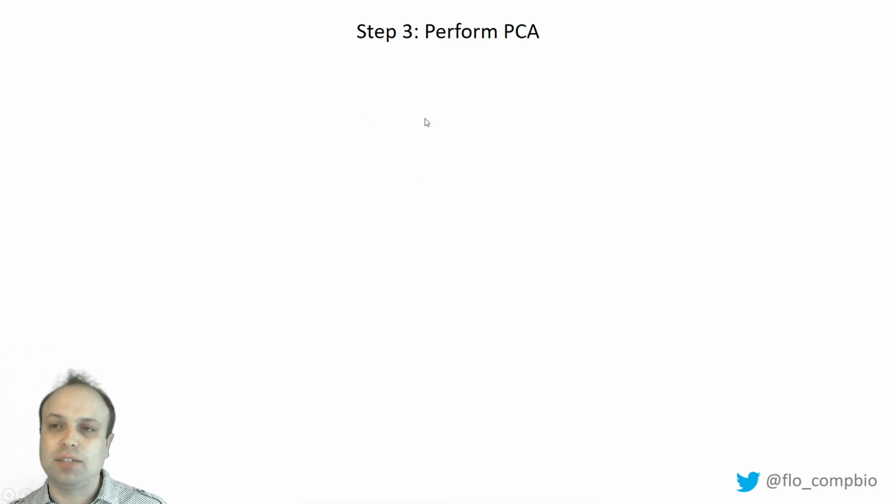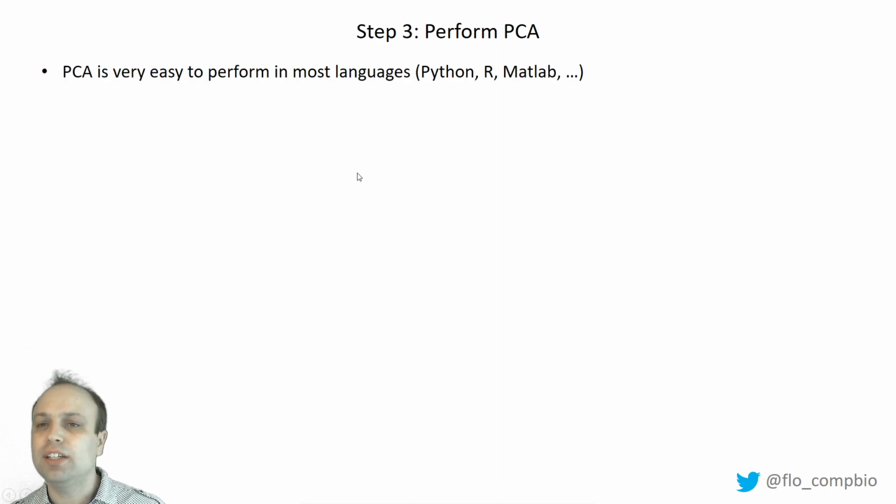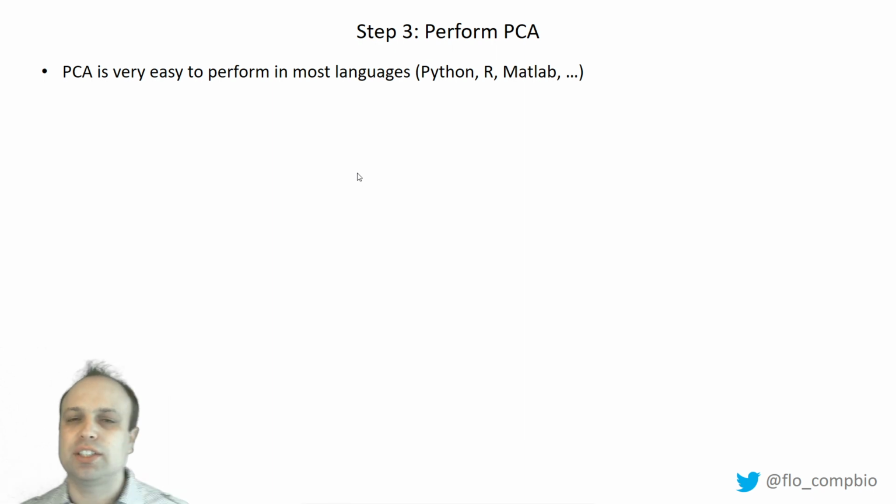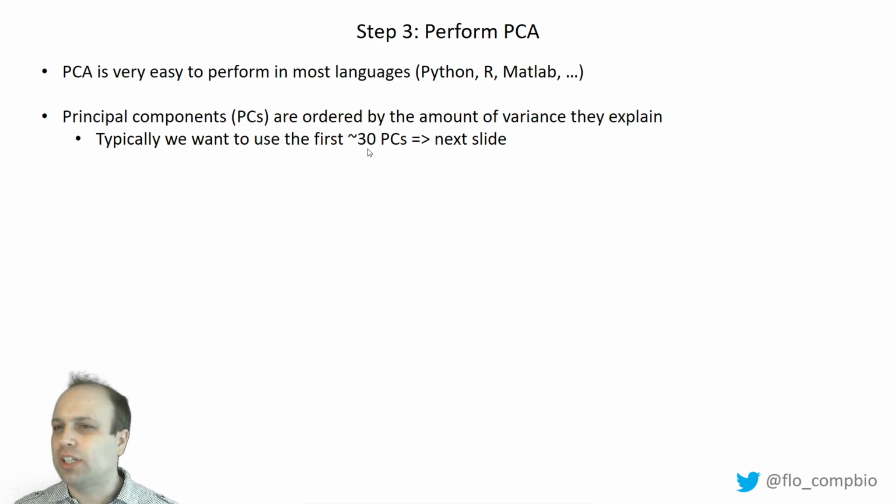So the last step after you do the transformation is to do the PCA. PCA is very standard, so every language has packages or functions for it. Of course, you have to figure out how many principal components you want to keep. If you don't know, principal components are ordered by the amount of variance they explain. Typically, for single cell data, starting with 30 principal components is often a good choice. But I'm going to talk a bit more about that in the next slide.